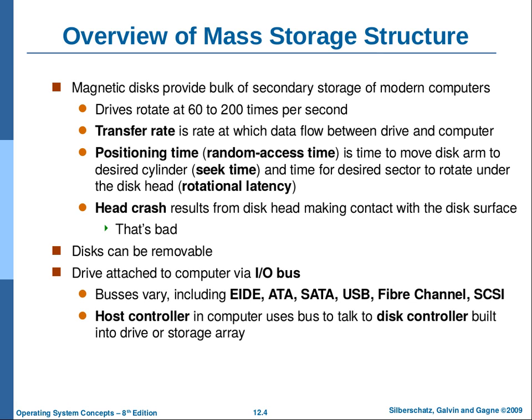Buses vary. Y'all probably haven't heard of EIDE in a long time. Those were those old ribbon cables. ATA, which, again, sometimes old ribbon cables. SATA is the new one. Hopefully y'all have seen the little SATA connectors. USB, that's what we're used to. Fiber cabling, and then SCSI. SCSI can be all sorts of different things. But SCSI has always been thought of as more of the high-speed version of these interfaces. It's very old, but it's been updated a lot. And the host controller is what actually controls the disk. Or talks to the disk controller, I'm sorry. The host controller is in the computer, talking to the disk controller that's on your actual hard drive, that then is what's controlling your hard drive.